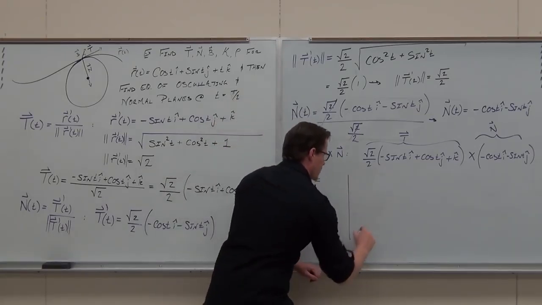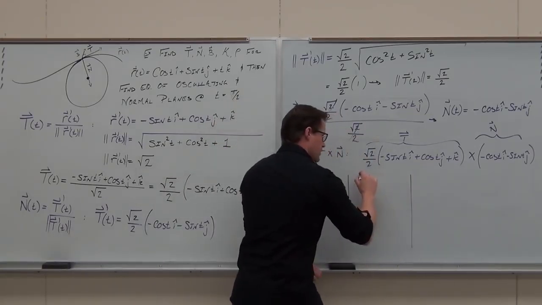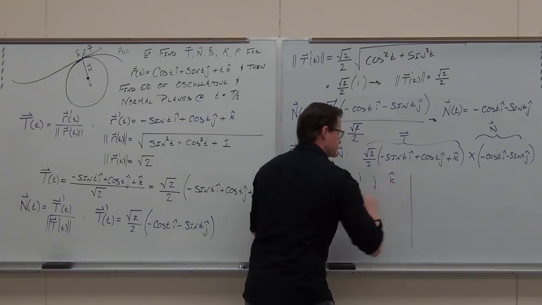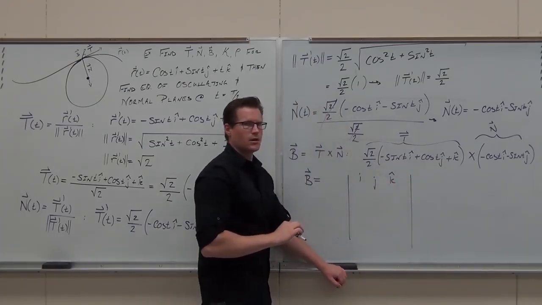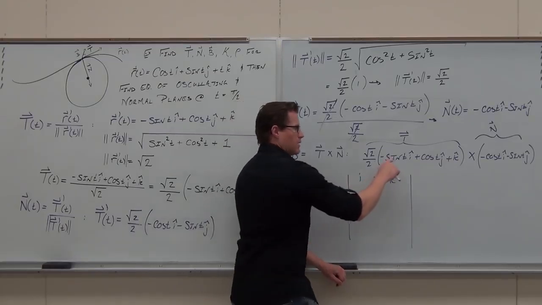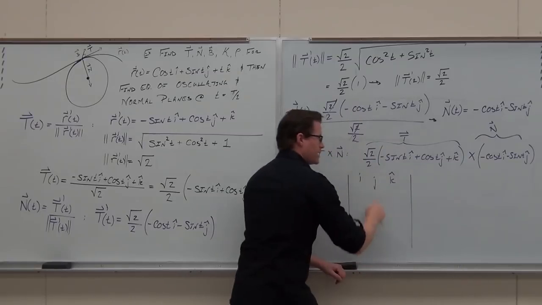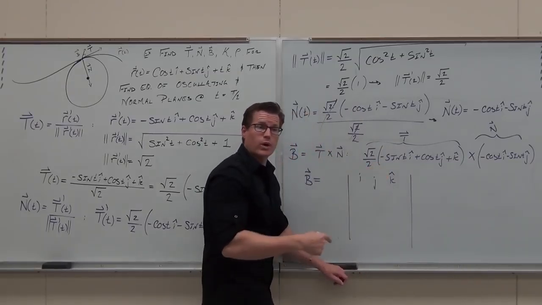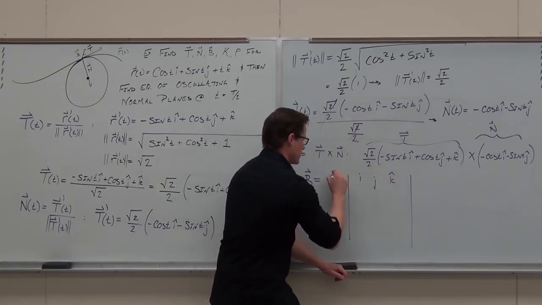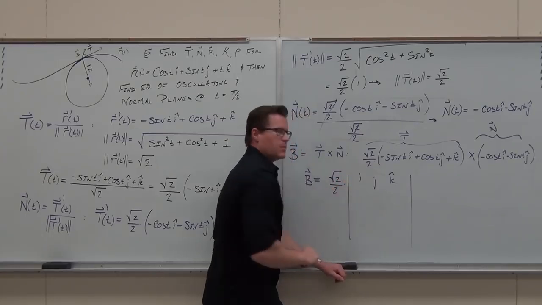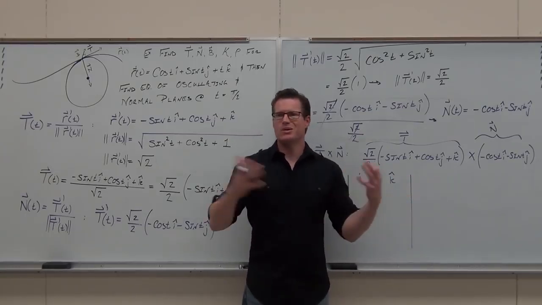When you set up your cross product, and you have your i, your j, and your k, hopefully you're watching carefully here. These pieces are your T. These pieces are your N. This is just a scalar multiple. So you can stick it right out front. Multiply this times the result. You don't have to deal with that at all.